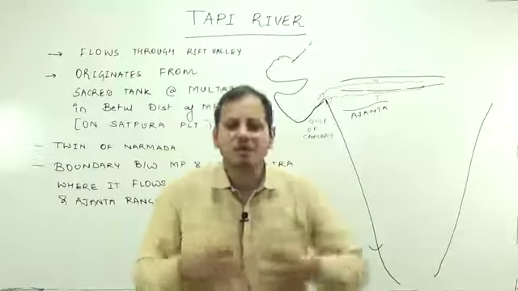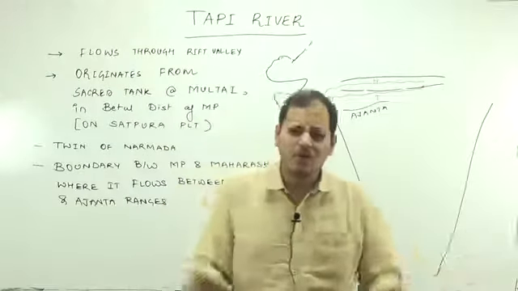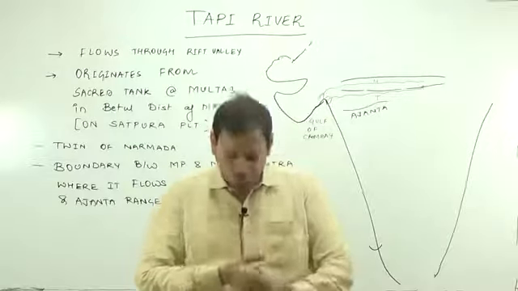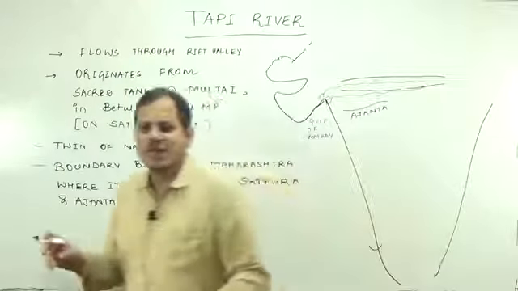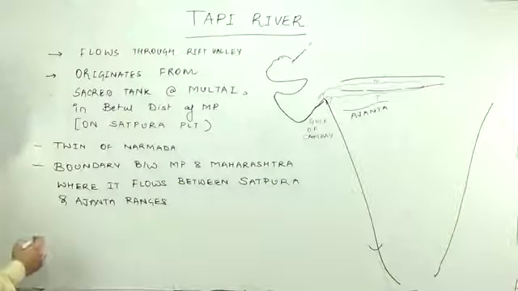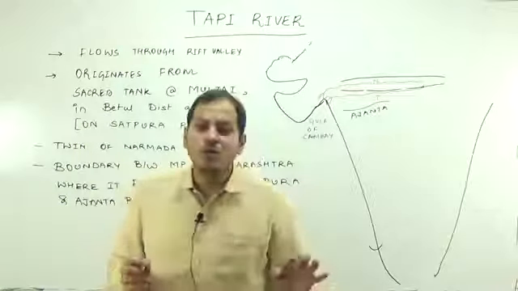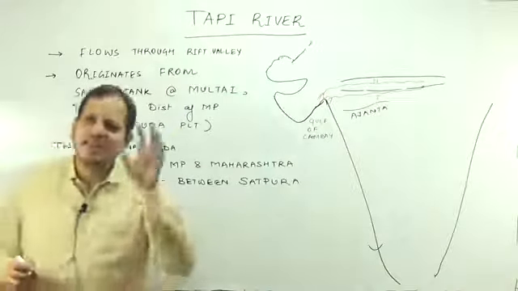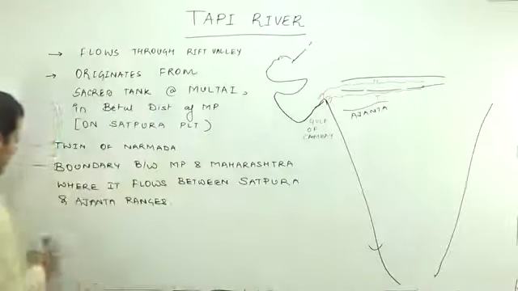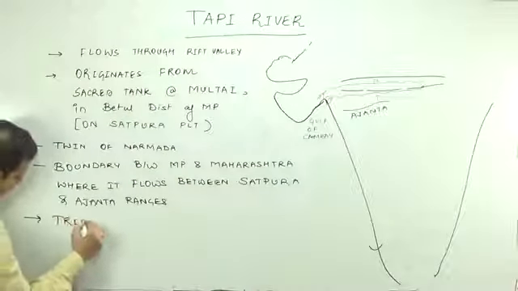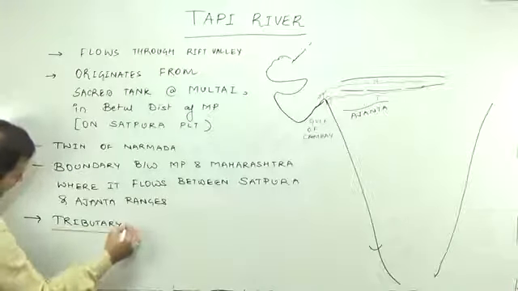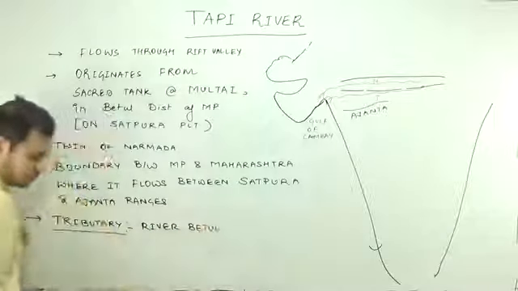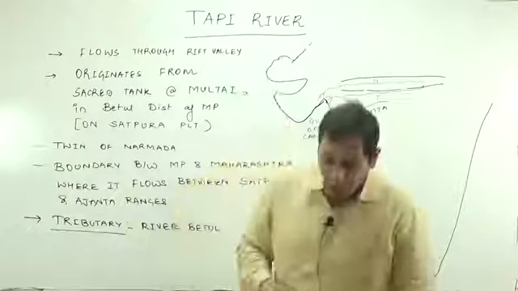Now, you don't have to remember any of the tributaries of River Tapi, because these questions are generally not asked in the examination. But at the same time, I will give you two smaller rivers which are tributaries of Tapi. You remember, the river Betul is one of the important tributaries of River Tapi. So, River Tapi originates in the Betul district. Remember, one tributary of River Tapi is River Betul.